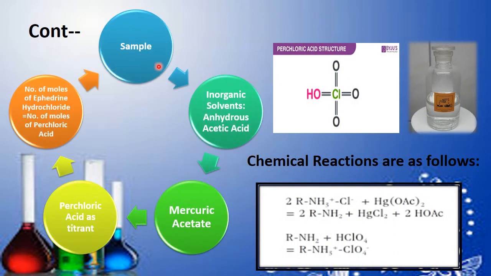The procedure for the analysis of ephedrine hydrochloride is that the sample is dissolved in inorganic solvents like anhydrous acetic acid and mercuric acetate, and the solution is then titrated using perchloric acid as a titrant. This is the structural formula of perchloric acid, and this is perchloric acid in its liquid form. These are the chemical reactions involved in the analysis of ephedrine hydrochloride using acid-base titration.